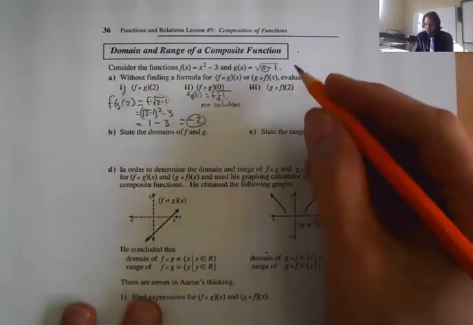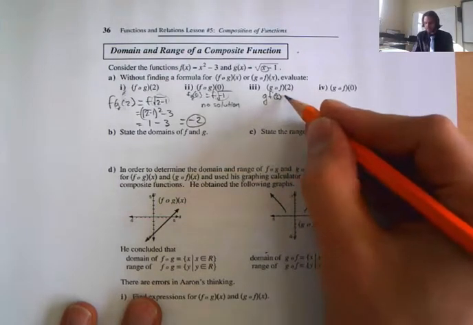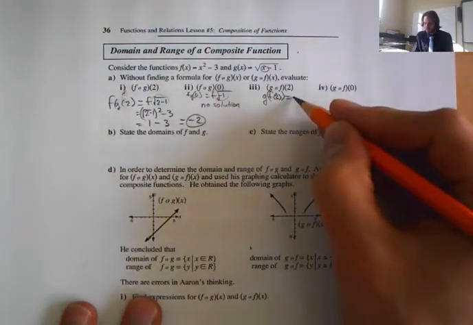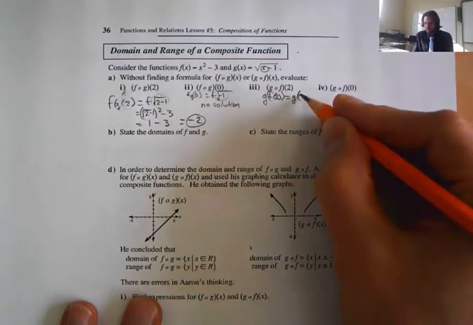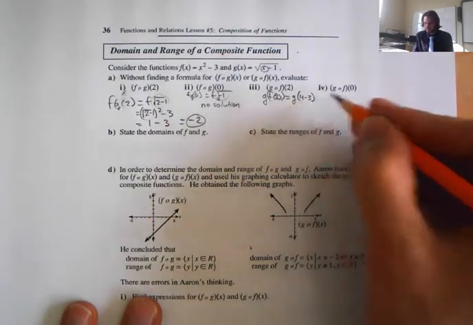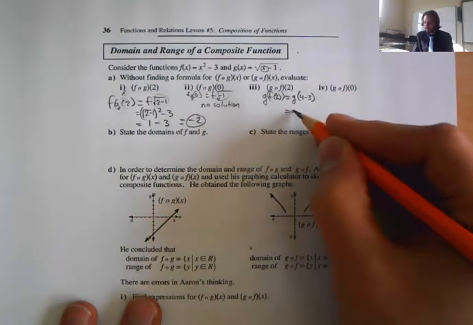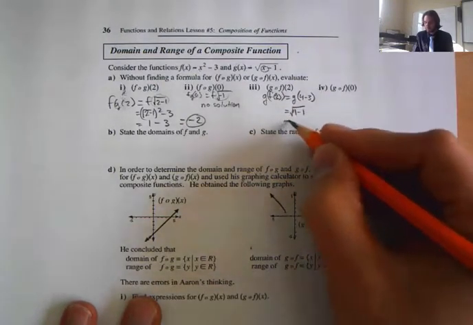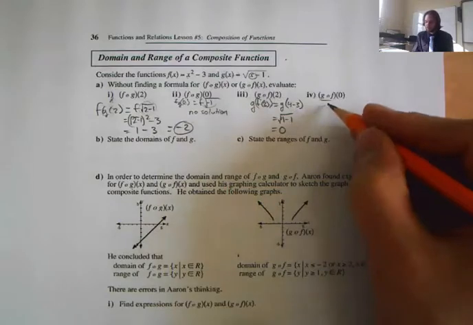Let's try g of f of 2. Okay? So we want g of f of 2. So we want f of 2 first, so we want g of, put in 2, so it's going to be 4 minus 3. Now I put that in, I'm going to get g is going to be, we have 4 minus 3, which is 1. So I'm going to have square root of 1 subtract 1, which gives me 0. Alright? Let's take a look at the next one. We want g of f of 0.